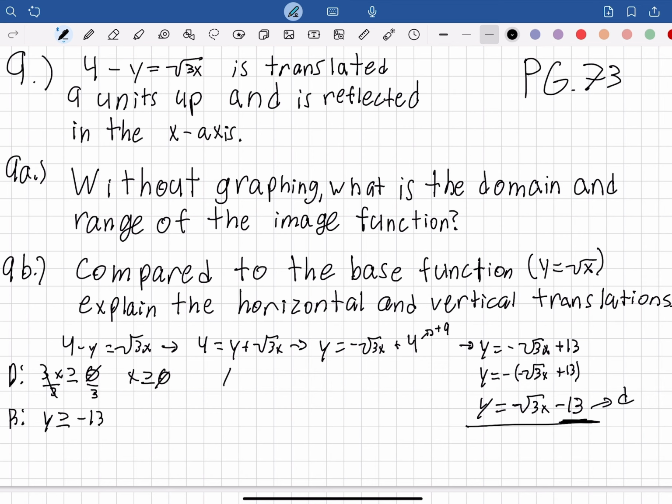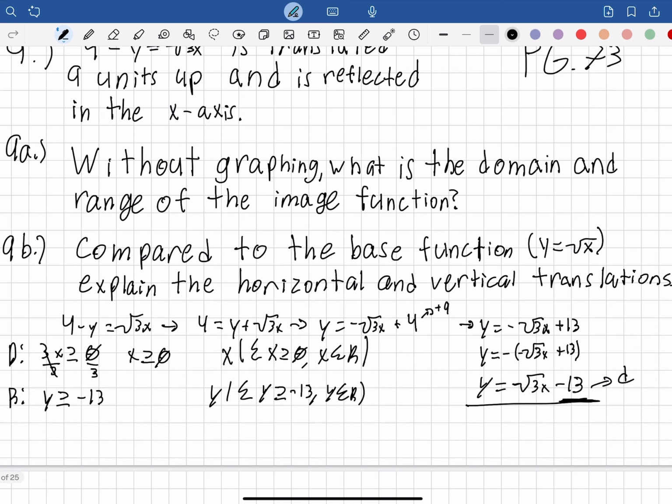And then we're just going to formally write it. So x greater than or equal to 0, x in the real numbers, and then finally y has to be greater than or equal to negative 13, y in the real numbers. So that is our answer to A.